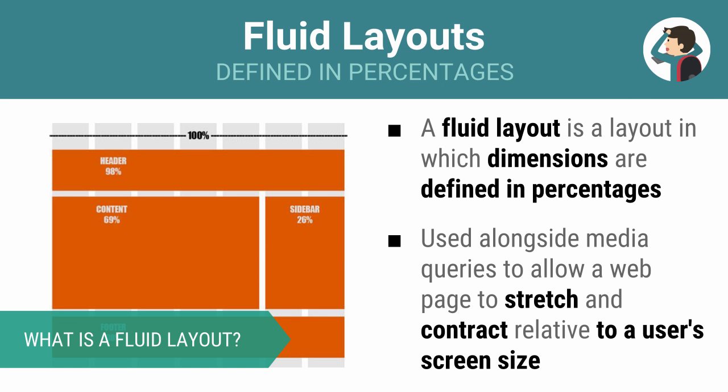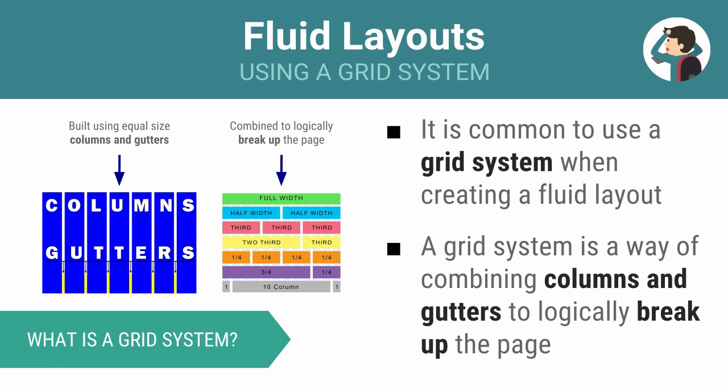Another component of responsive web design is the use of what are called fluid layouts. A fluid layout uses percentages rather than pixels to define how the space is allocated. This allows the web page to stretch and contract relative to the user's screen size. Normally, something called a grid system is used to implement a fluid layout. A grid system takes the available space of the page and carves it up into equal size columns and gutters. Those columns and gutters are combined into logical page areas. Then, media queries are used to change the layout to fit the size of the viewing device.